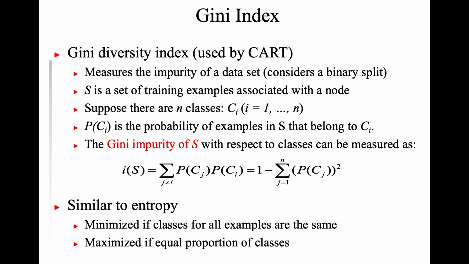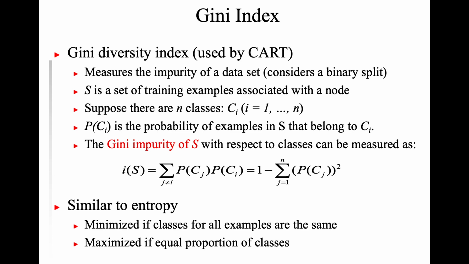Another method is the Gini Index, which is another measurement. It considers a binary split. And so for each attribute, it considers a binary split. And so we have 1 minus sigma pi to the power of 2, which calculates the Gini impurity of S, our subset, with respect to the classes that can be measured.